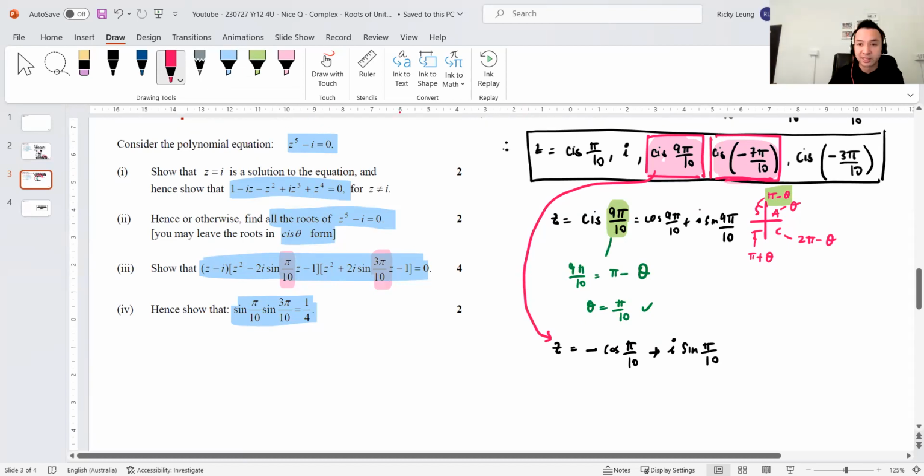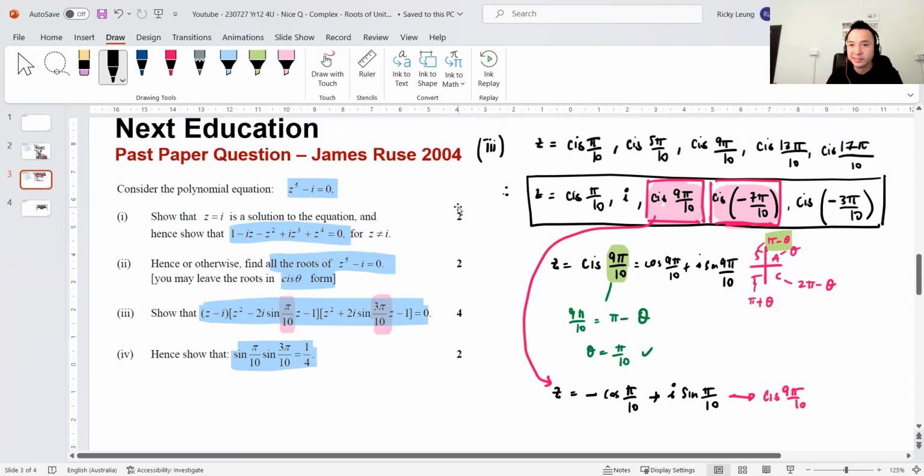So let's see. This guy here was the replacement for cis 9 pi on 10. Great. Now let's find the replacement for this guy in terms of 3 pi on 10. I know that because it's negative, I'm going to use a guy before I convert it. I'm going to use this one here, 13 pi on 10, which was this guy.